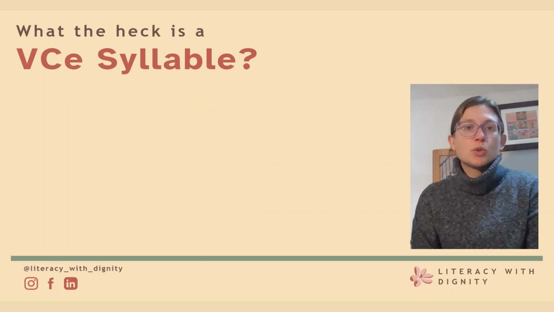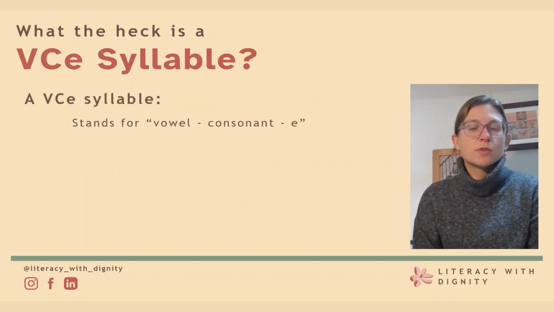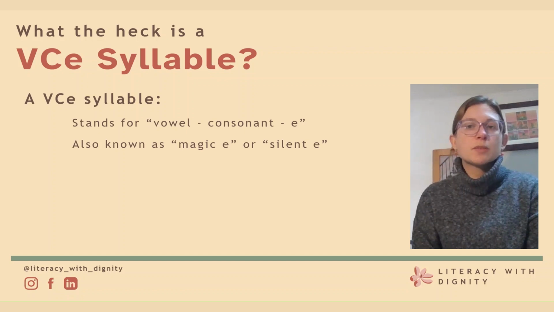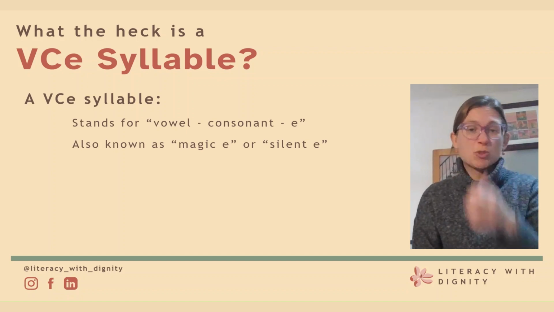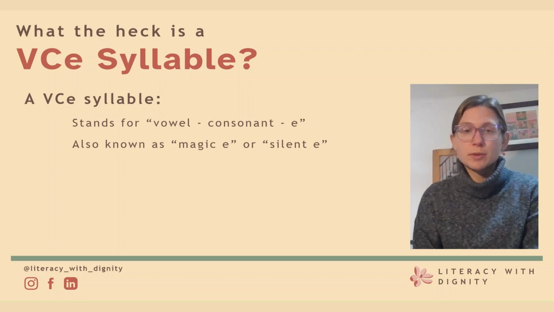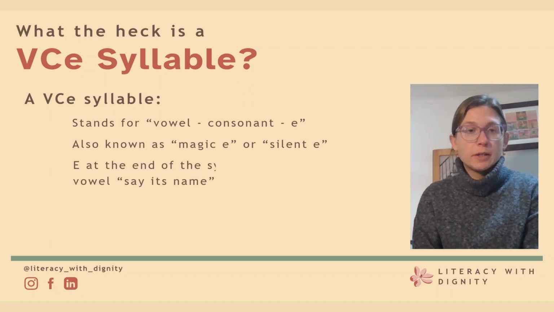Moving on to Module 2, we have VCe syllables. VCe stands for vowel consonant E, which is what you'll see at the end of a VCe syllable. Kids, when they're young, learn this as the magic E or sometimes as the silent E. I encourage you not to use the term magic E because it is a little juvenile, but if it works for your student, go for it.